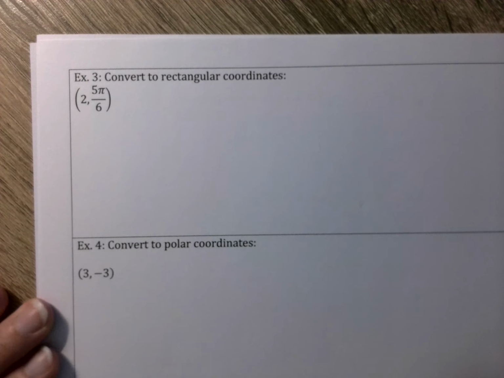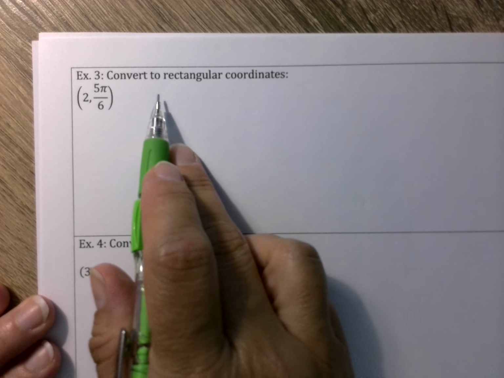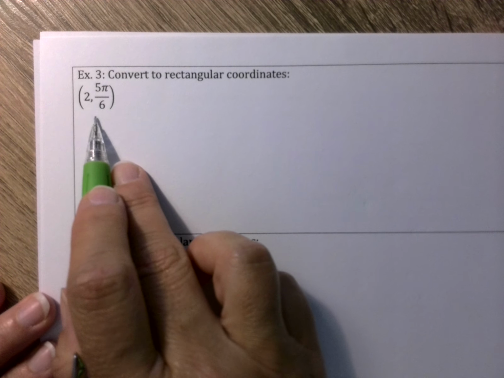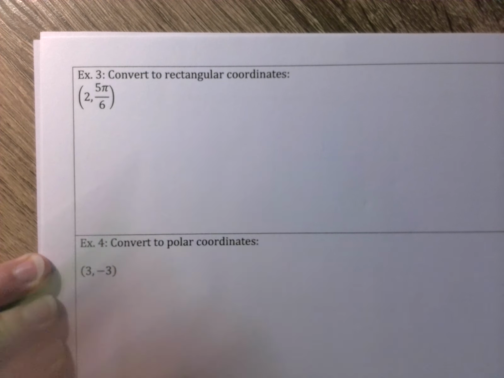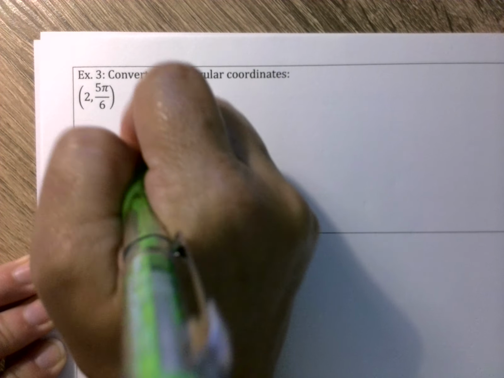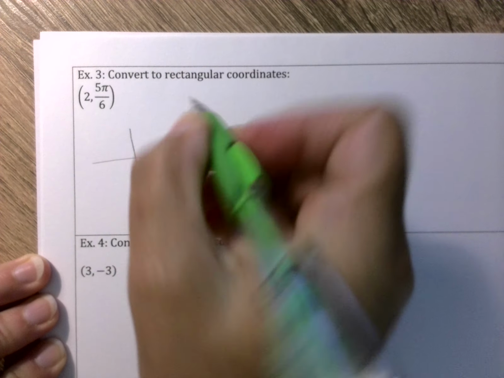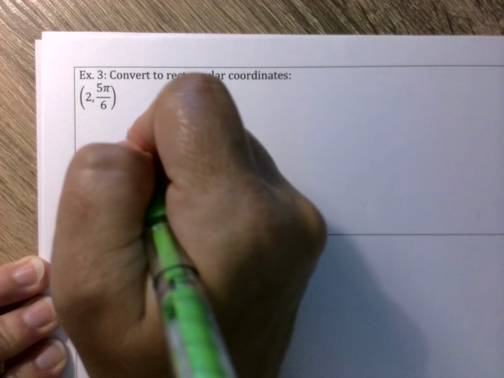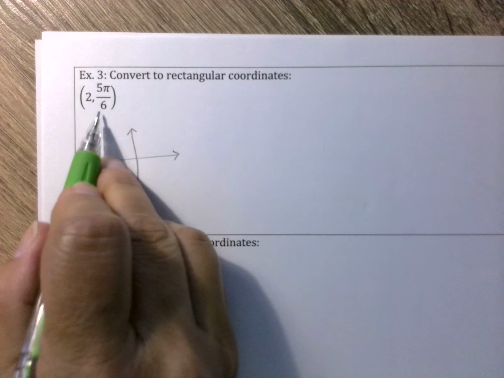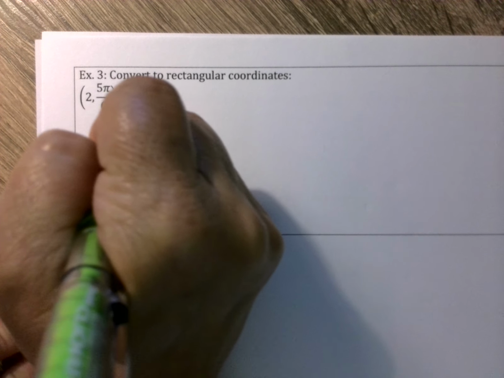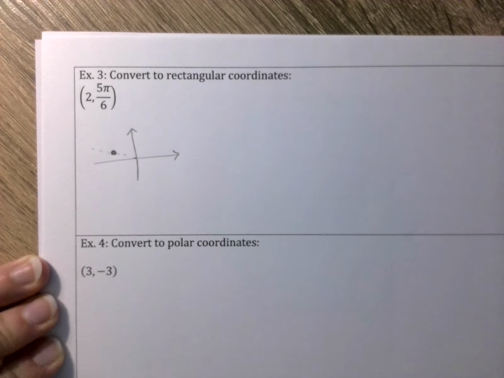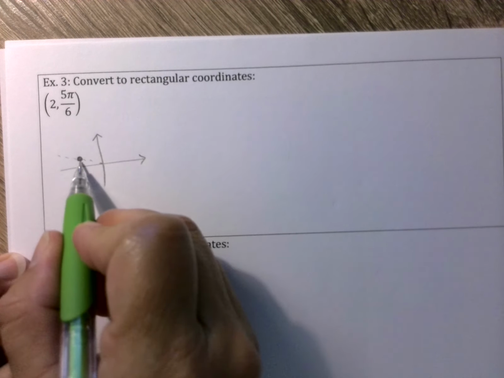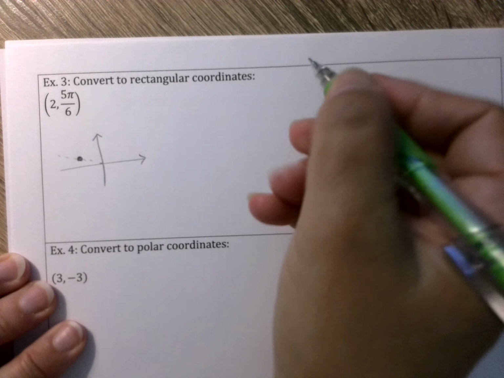In example number 3, we've got a polar point, (2, 5π/6). We want to convert this to rectangular coordinates. Now, when I do conversions, I like to just make at least a rough sketch of where that point would be. 5π/6 is, of course, over here in quadrant 2, and a radius of 2 somewhere roughly right there in quadrant 2.